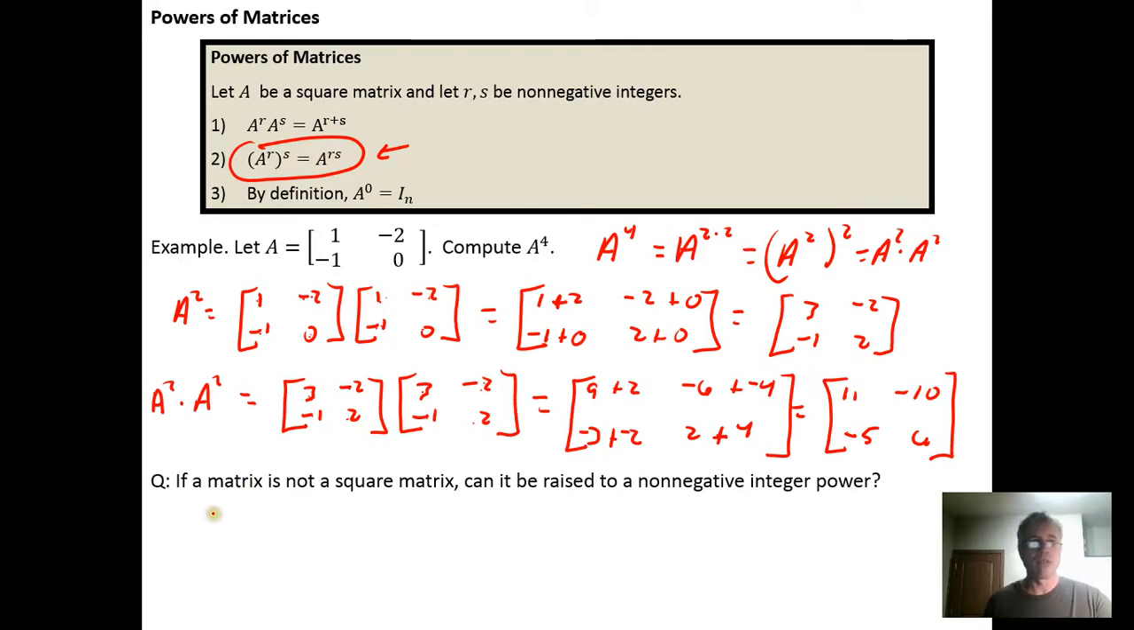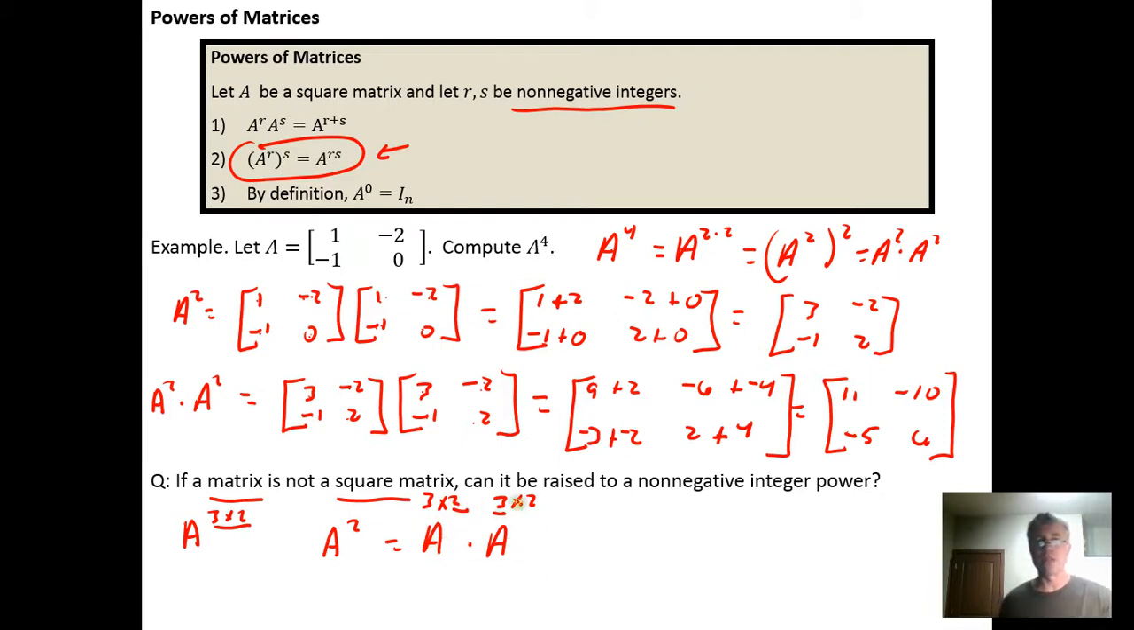And then the final question, to wrap this up, says: if a matrix is not a square matrix, can you raise it to a non-negative integer power? And the answer is no. So let's say we have a matrix A and it's a 3 by 2 matrix. The problem is if we tried to calculate A squared, we would get A times A, but this would be a 3 by 2 times a 3 by 2, and these inner numbers wouldn't match. We wouldn't have the same number of columns as we have rows, so the row vectors and the column vectors won't have the same number of entries, then we won't be able to take the dot product. The dot product won't be defined.